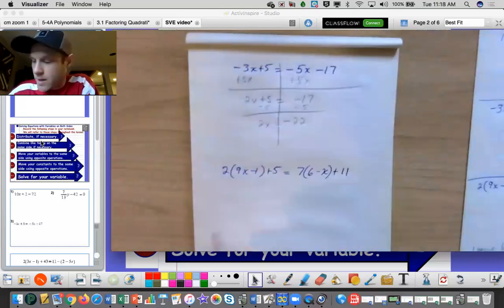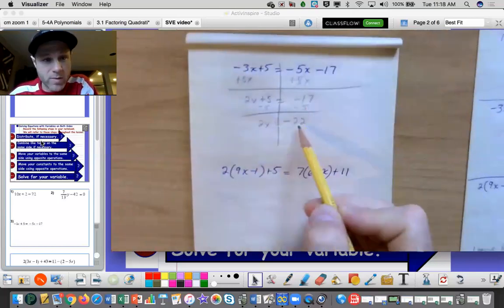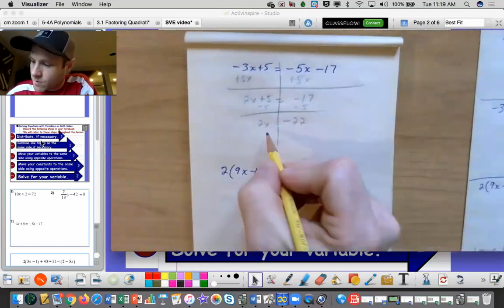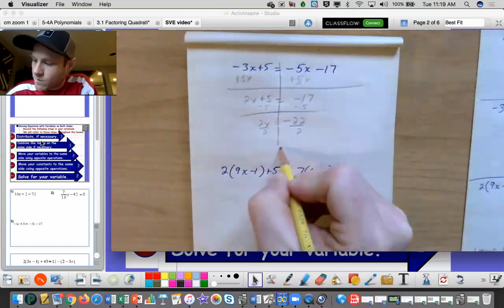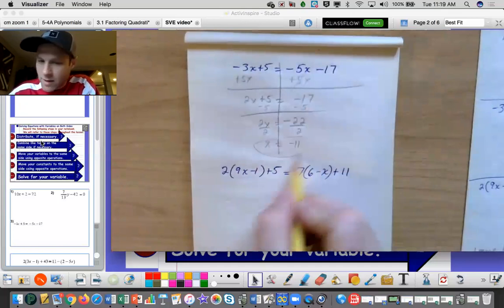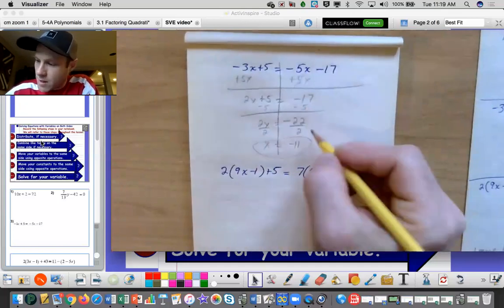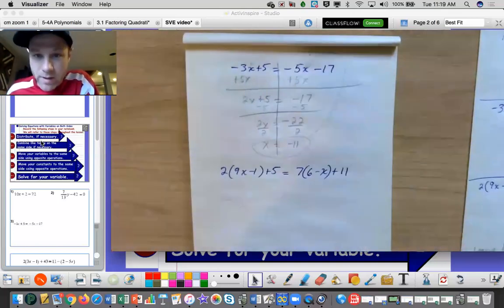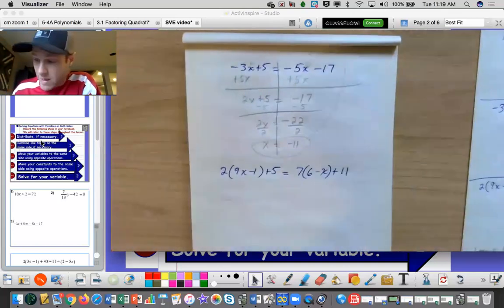All right, and a negative plus more negatives makes bigger negatives. And then we're going to divide by a 2. And again, if I wanted to guarantee this was my correct answer, I'm going to have to plug it into both locations, into all locations where the variables would be, and do the math over here.